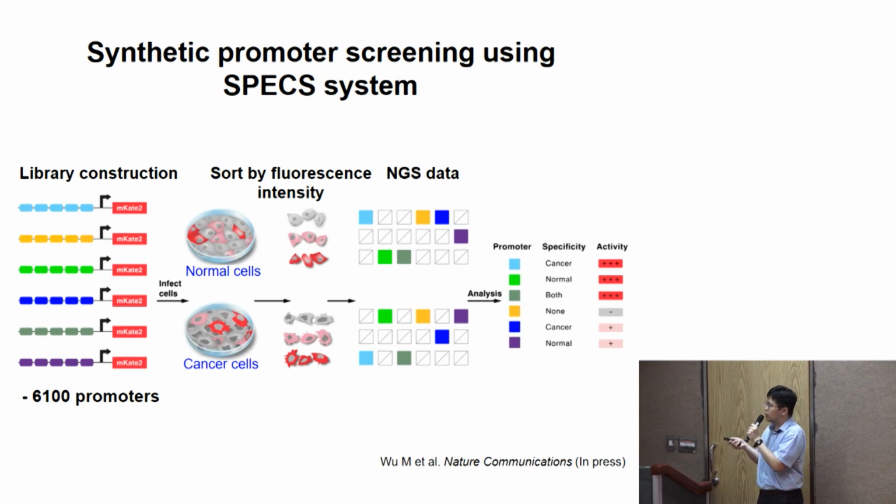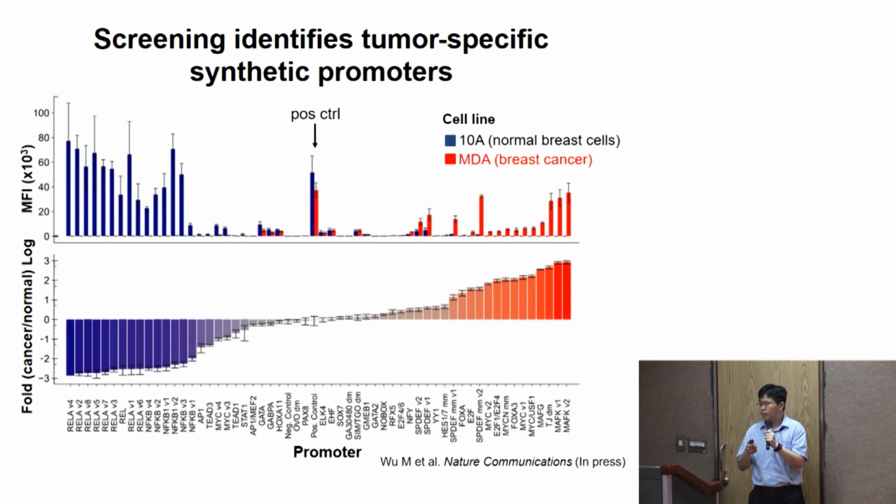So with this logic, we can derive promoters with any specificity we want, and also with any specific activity level. So how does it work?